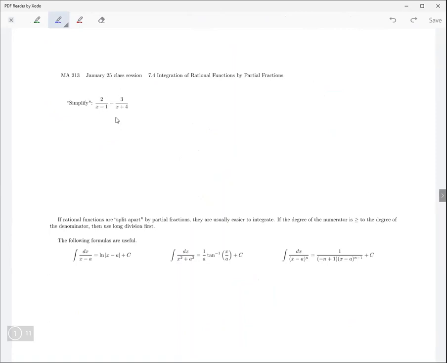Here's the thing. Let's say you're given a problem like this, where you're supposed to simplify this right here. What you would do is get a common denominator, like this. The common denominator would be the product of those two. In this case, it's the product.